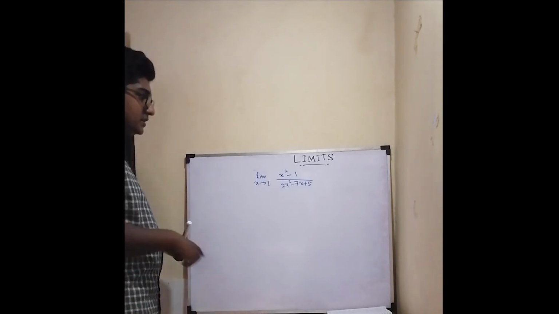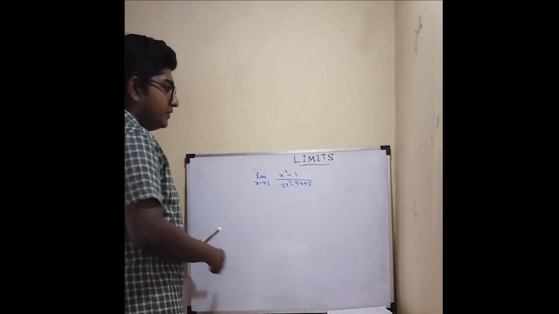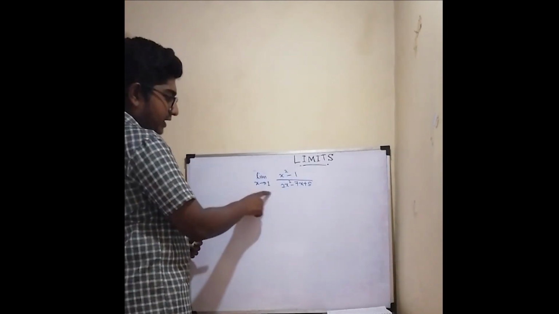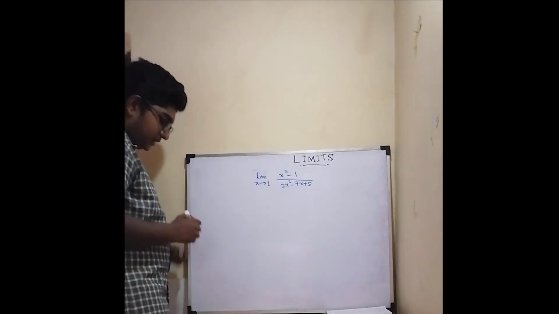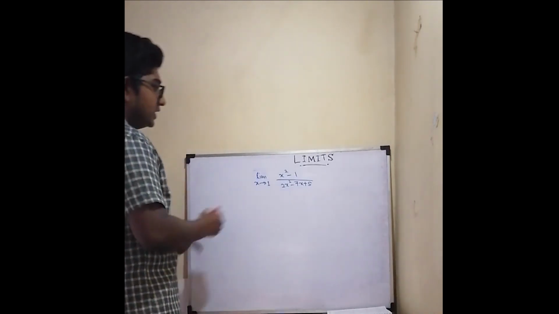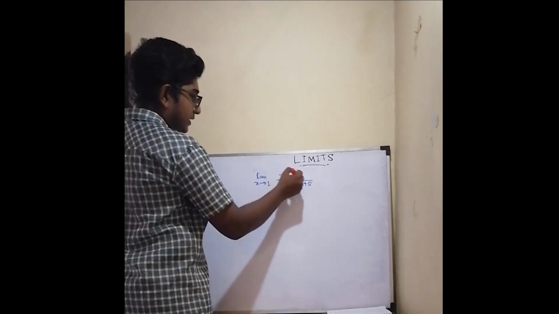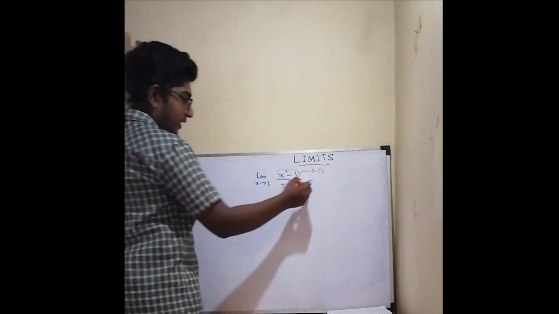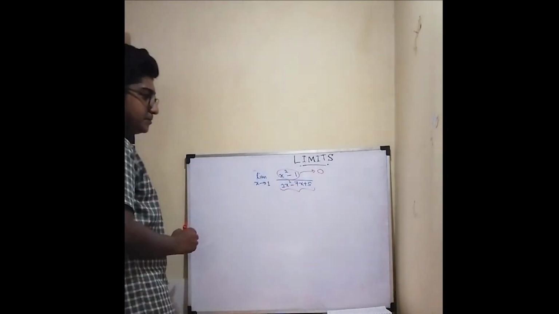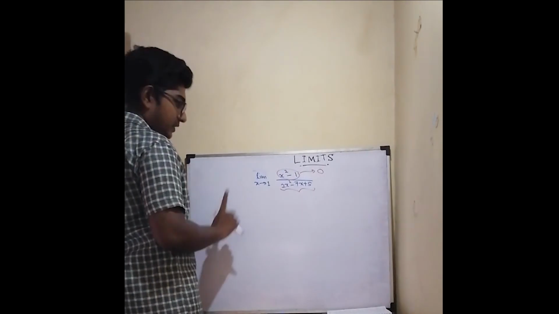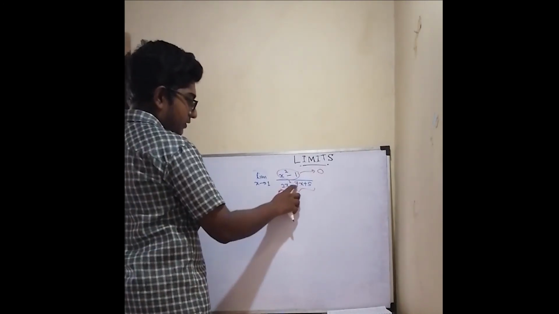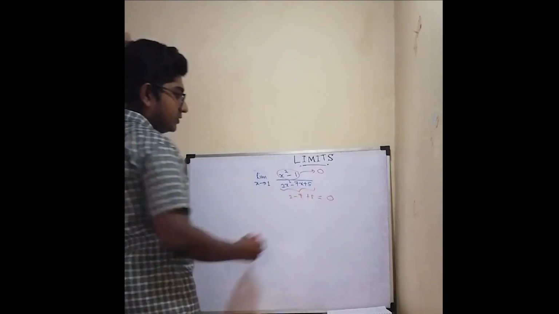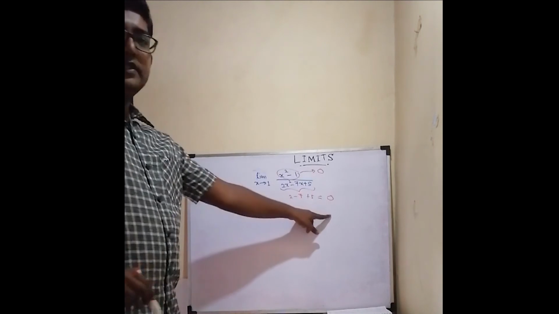x squared minus 1 over 2x squared minus 7x plus 5. I have to find the value of this function when x tends to 1. Just simplify, substitute 1 for the numerator and see what you get. Here you get 1 squared is 1, 1 minus 1, 0. Then for the denominator, 1 squared is 1, 2 into 1, 2, 7 into 1, 7, plus 5. This becomes 0. 2 plus 5, 7, 7 minus 7, 0.